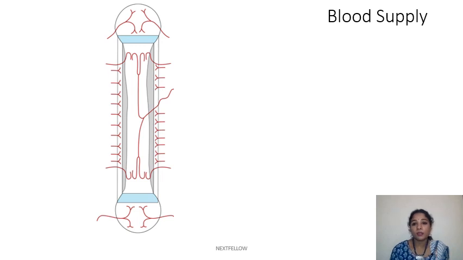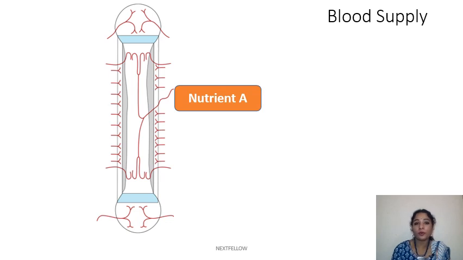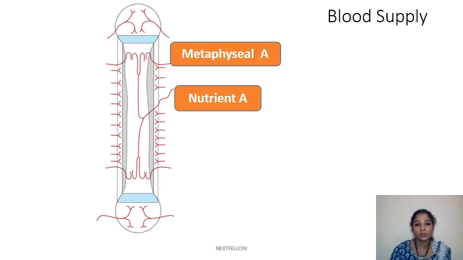Next we shall discuss the blood supply of a long bone, which is also clinically quite important. The nutrient artery enters the diaphysis. Here is the nutrient artery entering the diaphysis, that is the shaft, through the nutrient foramen. It runs obliquely through the cortex, directed away from the growing end of the bone, and descends into the medullary cavity, where it gives rise to ascending and descending branches. These are the ascending and descending branches given off in the medullary cavity.